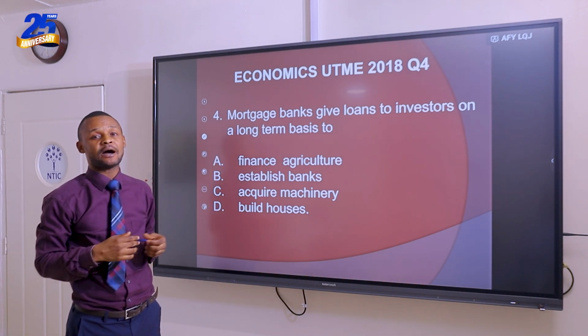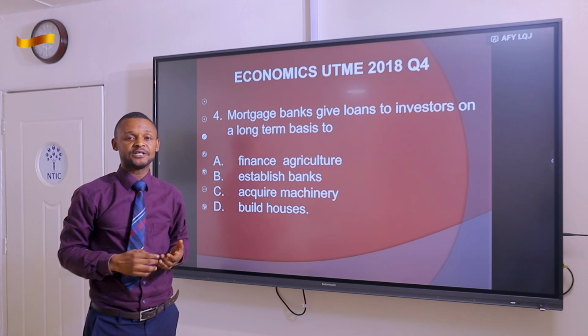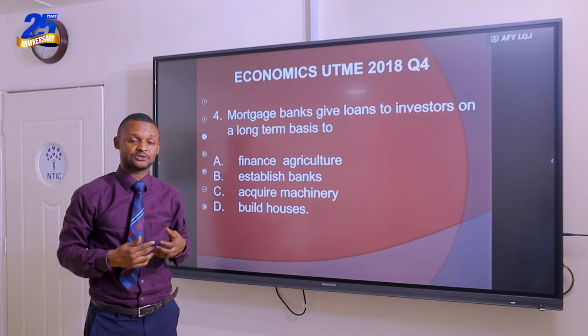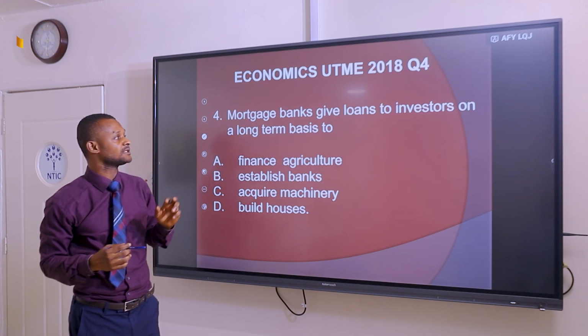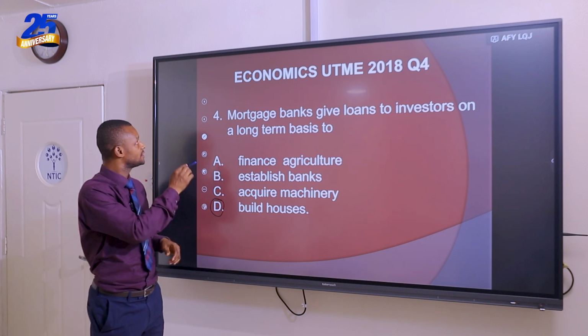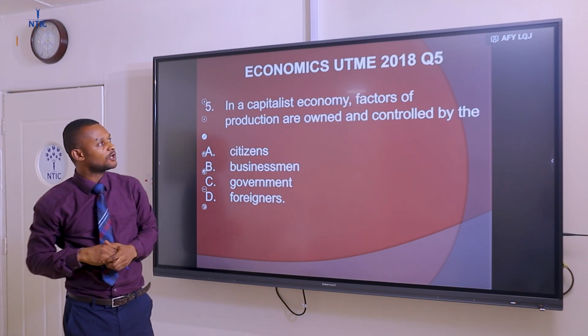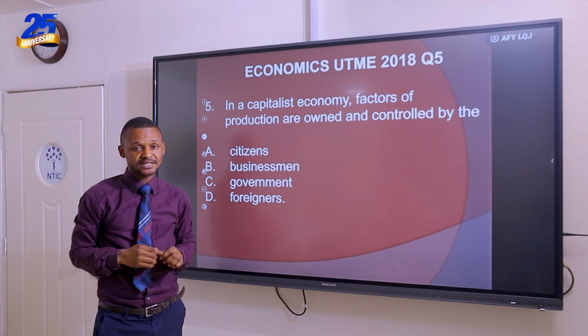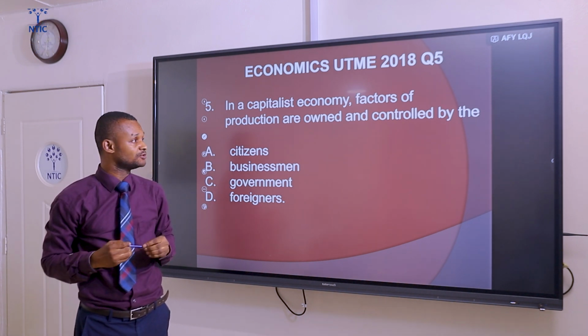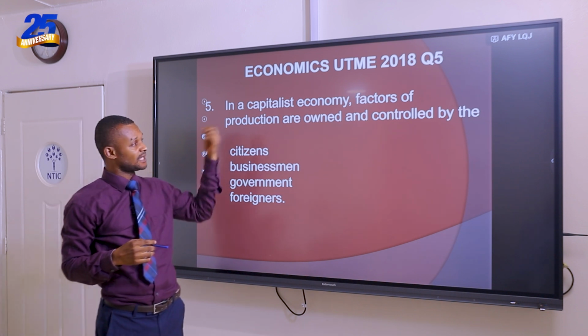Number 4. Mortgage banks give loans to investors on a long-term basis to. Now, mortgage banks are banks that help individuals and firms on a long-term basis for them to build their houses, to own properties. So mortgage banks give loans to investors on a long-term basis to build houses. D.